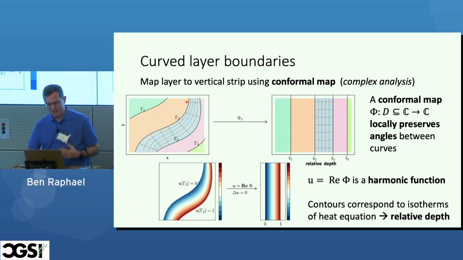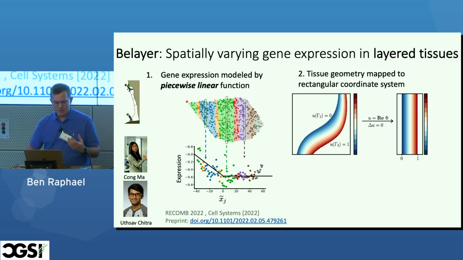We called this method Belayer, because of the layers and because one of the authors, a student, Uthsav Chitra, is a rock climber. This is also joint work with Song Ma, who's a postdoc in my group. So the idea here, again, is that we model gene expression as a piecewise linear function of this one-dimensional coordinate. And this one-dimensional coordinate is obtained by modeling the layered structure of the tissue, with these arbitrary curved boundaries that form these stacked layers.